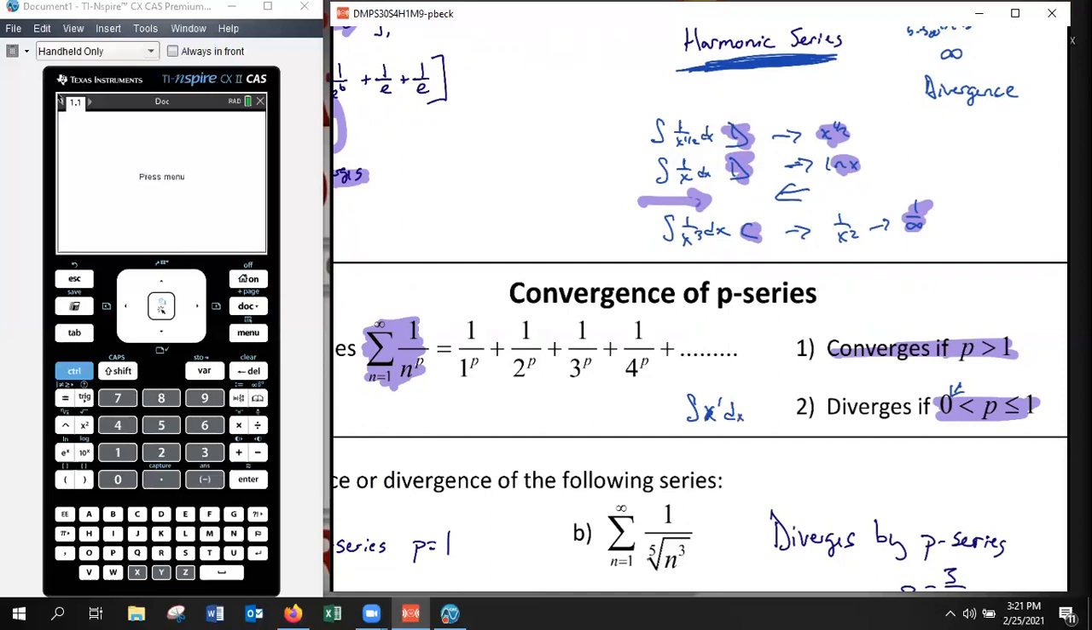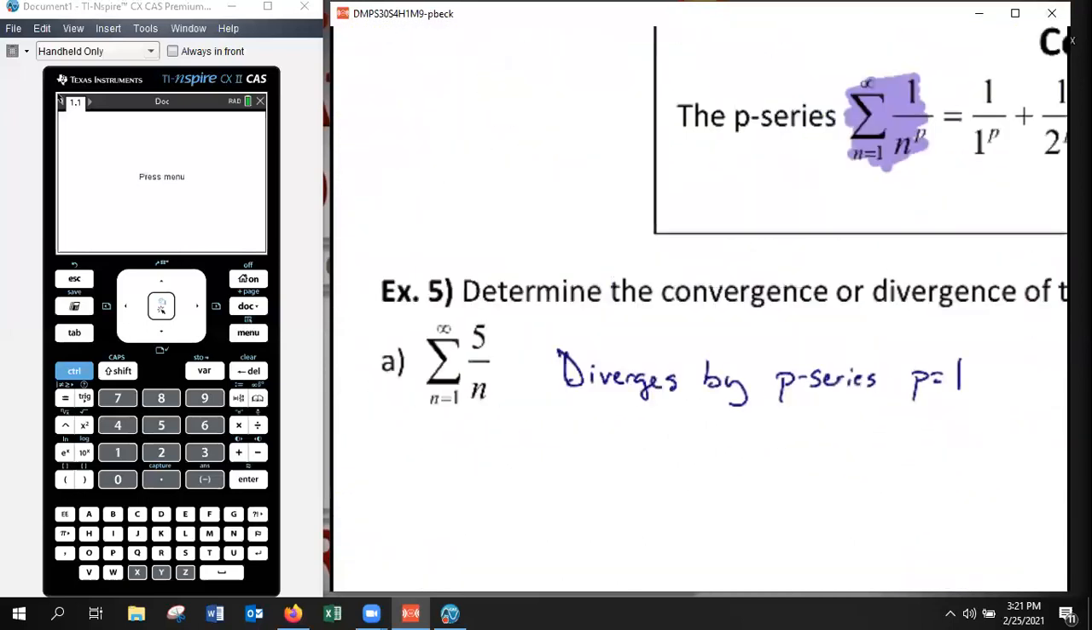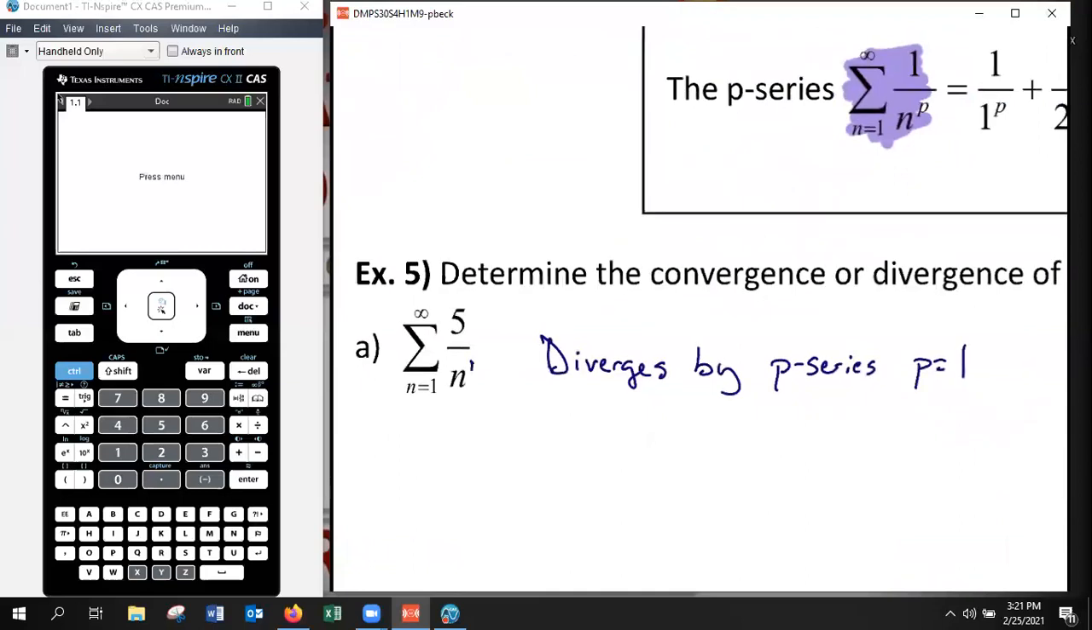Now, we do like to specify this only is for 0 to 1. A lot of that has to do with when we start looking at some complex values and we start going into higher forms of mathematics, we'll be able to see some of the reasons why we say from 0 to 1. So this one right here, p is 1. Now, officially, this has a 5 as a coefficient, but in the series we can take that 5 out. So we'll diverge by the p-series where p equals 1.